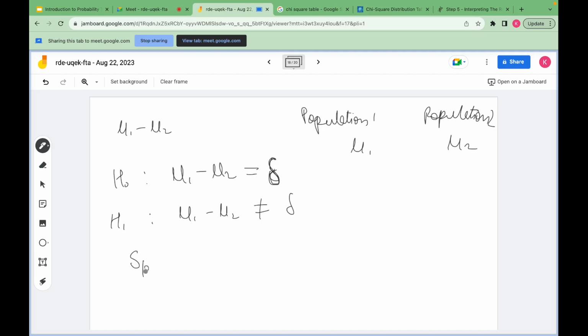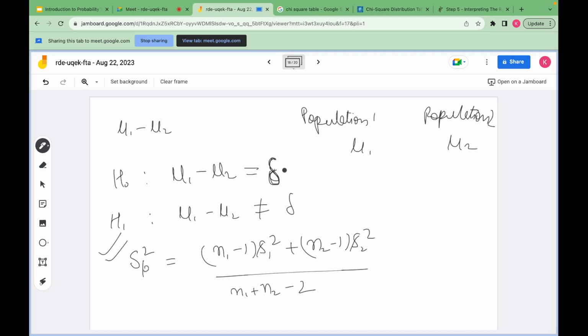first we will find this sp square, which is nothing but n1 minus 1 s1 square plus n2 minus 1 s2 square upon n1 plus n2 minus 2. Then first we will find this sp, and here these variances are unknown.